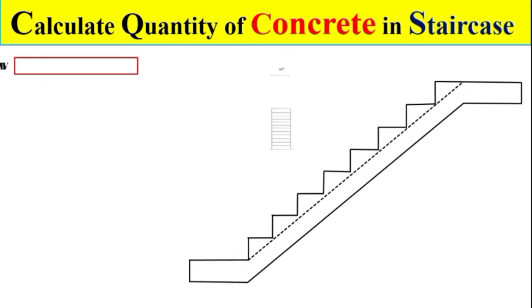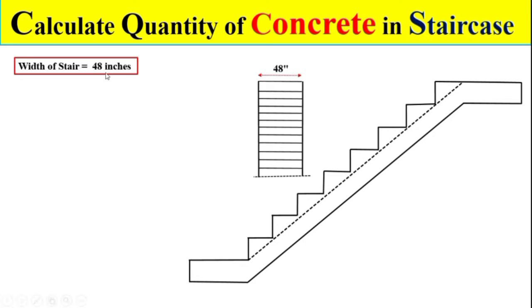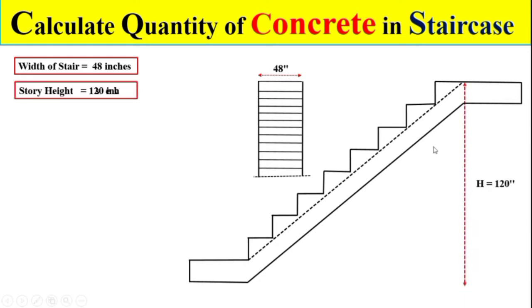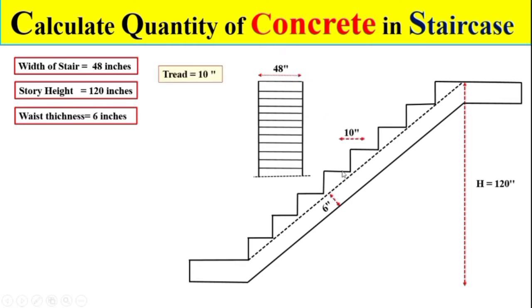Now the data given to us to solve our problem is: the width of the stair is 48 inches, the story height is given in inches, which is 120, the waist thickness is 6 inches, the tread thickness is 10 inches, and the riser thickness is 7.5 inches. All this data is sufficient to calculate the quantity of concrete in this staircase.